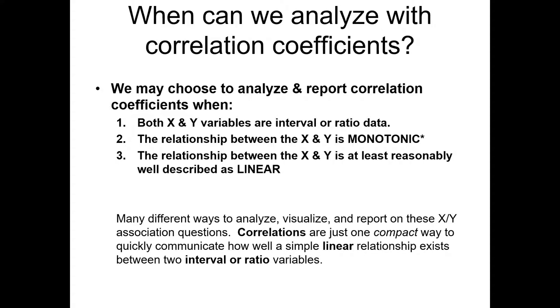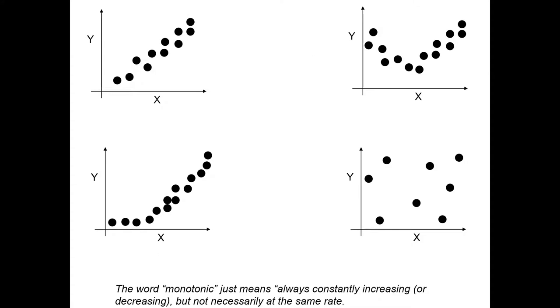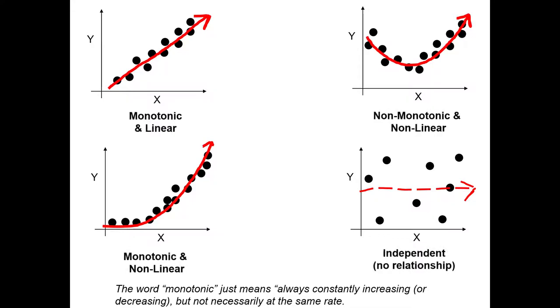There's a lot of different other ways to analyze, visualize, and report on these X-Y association questions. Correlation coefficients are just one compact way to quickly communicate how well a simple linear relationship exists between two interval or ratio variables. Look at these four scatter plots. If I asked you to draw a line or curvilinear line through each one to depict the nature of the relationship, how might you draw them? When I drew them, they looked something like this.